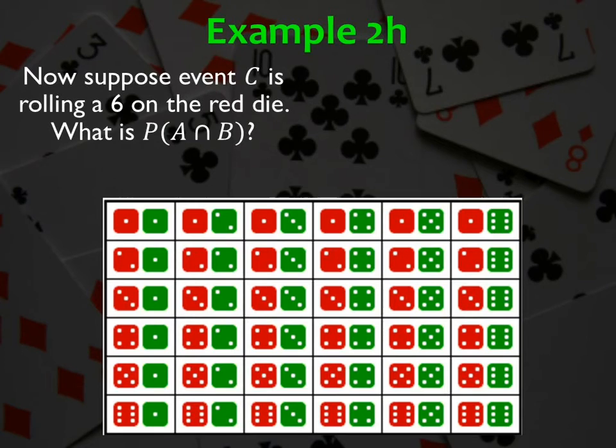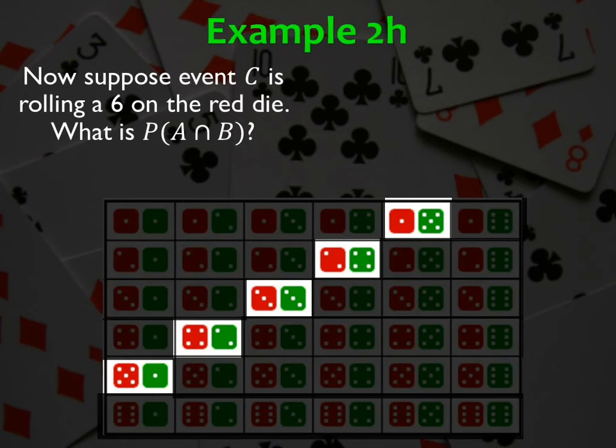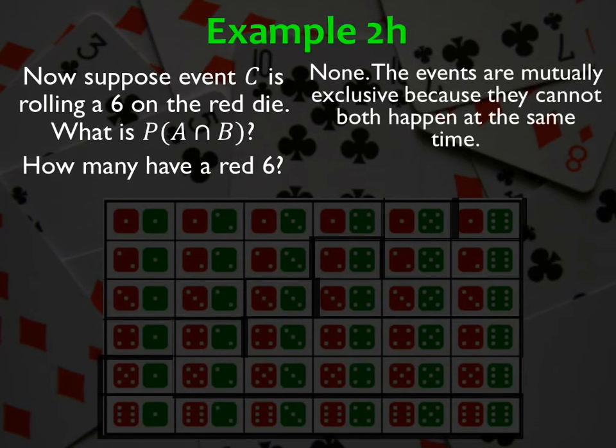2H. Now suppose event C is rolling a 6 on the red die. What is the probability of both happening, A and C? So we looked at A and B already. How many of those have a red 6? None of them. So these events are mutually exclusive because they can't happen at the same time. It should be A and C, not A and B. It should be 0. So change this B to a C. That makes more sense. So the probability of getting a sum of 6 and a red 6 is 0.